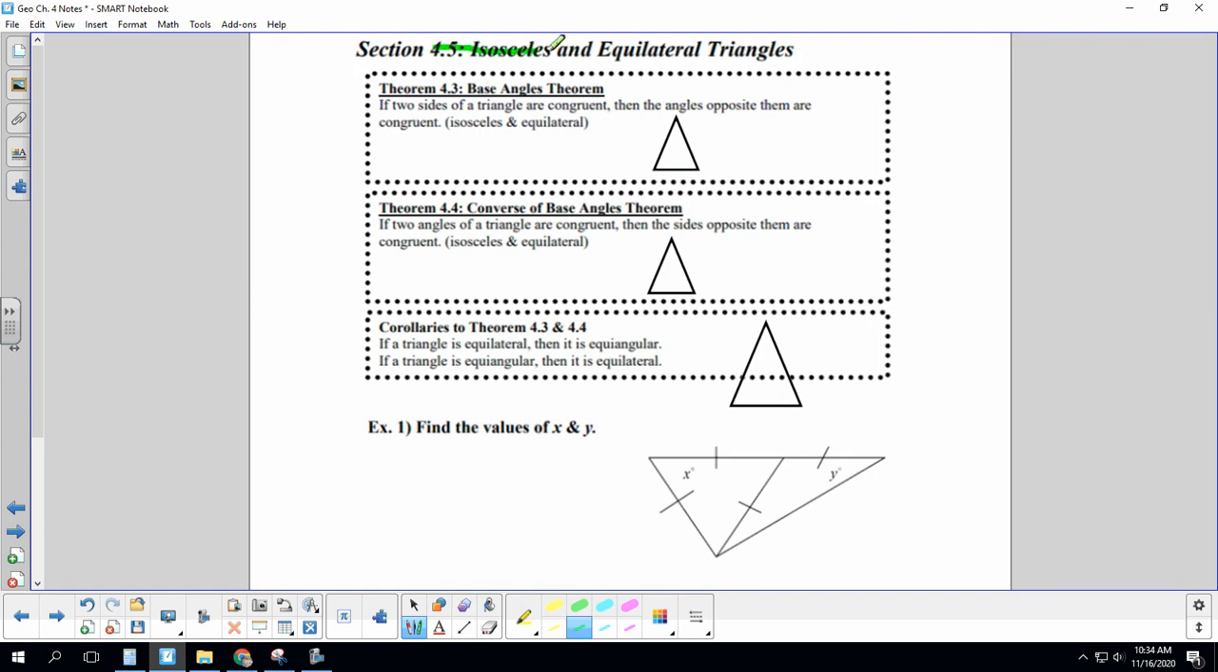Today we're going to be talking about Chapter 4, Section 5, Isosceles and Equilateral Triangles. Just in case you don't remember, isosceles triangles have two equal sides.